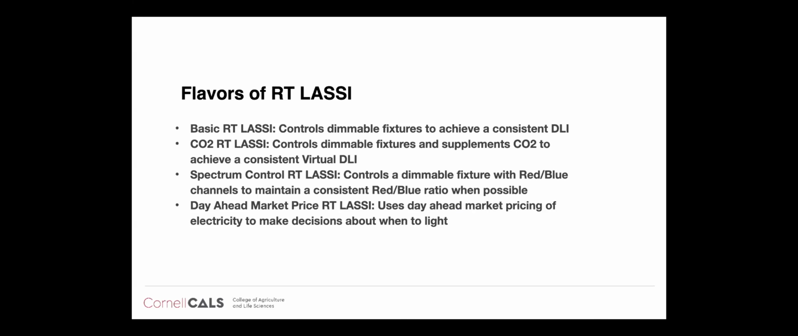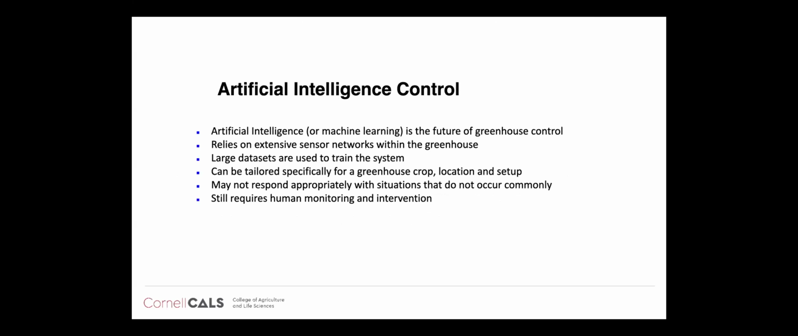And then we also have the spectrum control real-time LASSI, where we can set what we want in terms of a red-blue ratio. So we can use the output of a fixture that has the ability to turn on red or blue so that we can have a consistent red-blue ratio throughout the day. And then, of course, we have the day-ahead market price version of LASSI to take advantage of some of the lower priced electricity. So next slide.